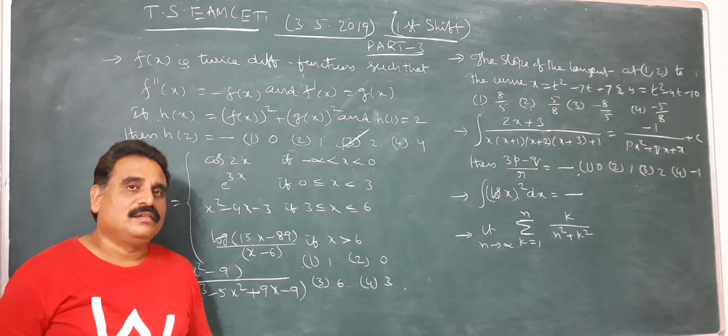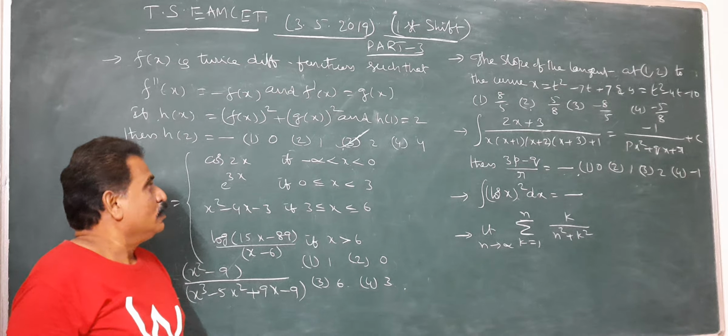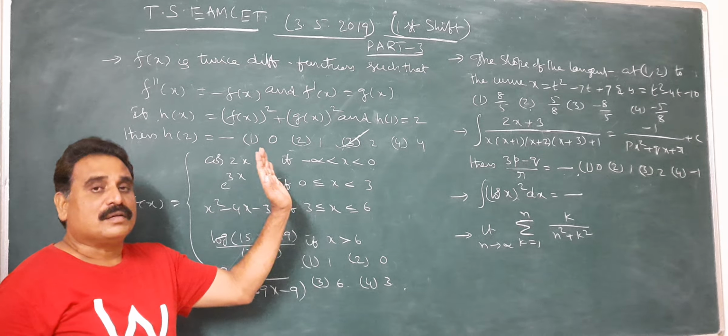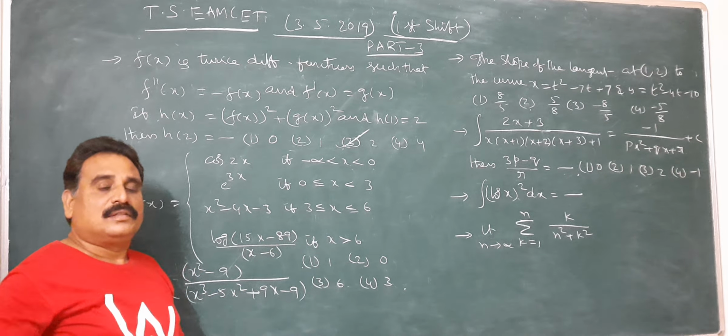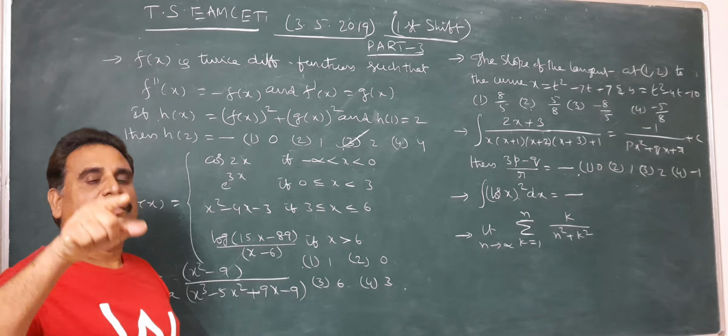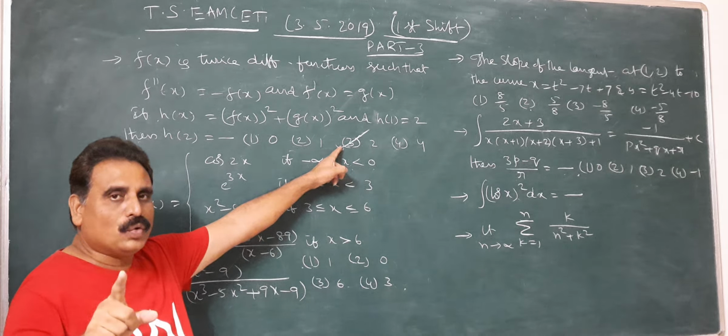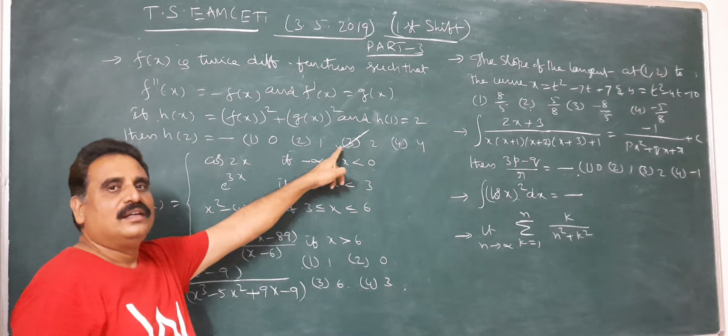Sometimes you may get a wrong answer. Actually your answer is 2, but unfortunately some students marked 2, which is the wrong option. Actually the option is 3. Answer 2 is in option 3.